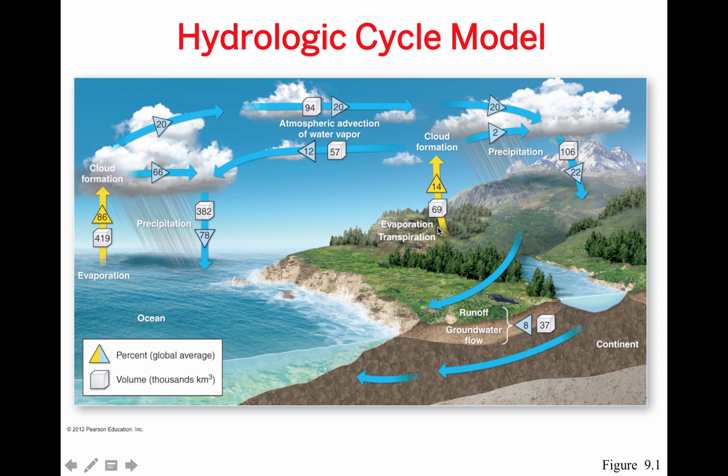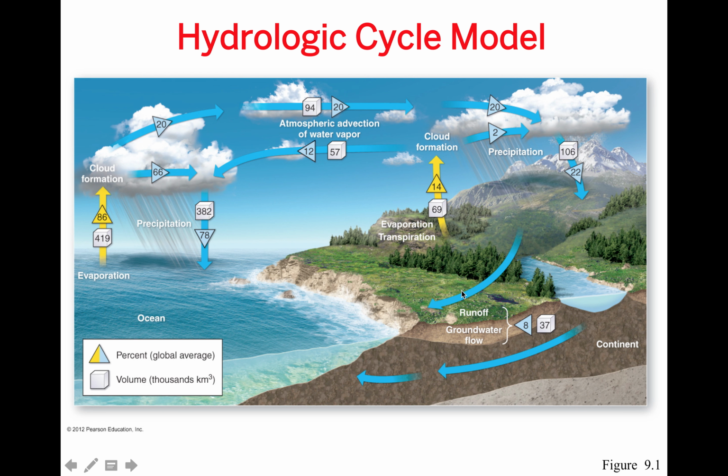Now, how do we send the water back to the atmosphere? One way is these yellow arrows, evaporation. When the temperature is warm, the water from the surface, from the oceans, evaporates and goes back into the atmosphere. The trees can also transpire some of the water and send it back to the atmosphere. So these two yellow arrows indicate major ways the water goes back to the atmosphere. So again, this cycle continues.